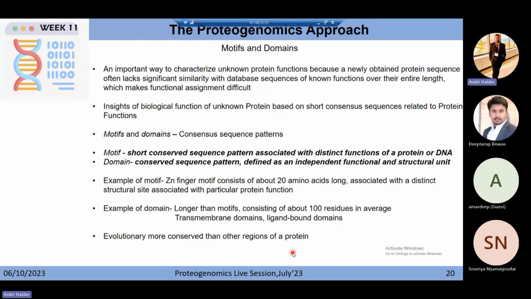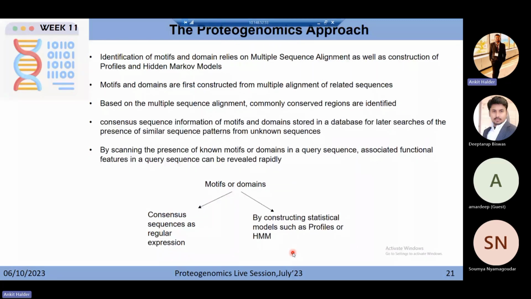Now, how do we identify domains or motifs? What is the concept behind it? How can we try to find the motifs and domains?